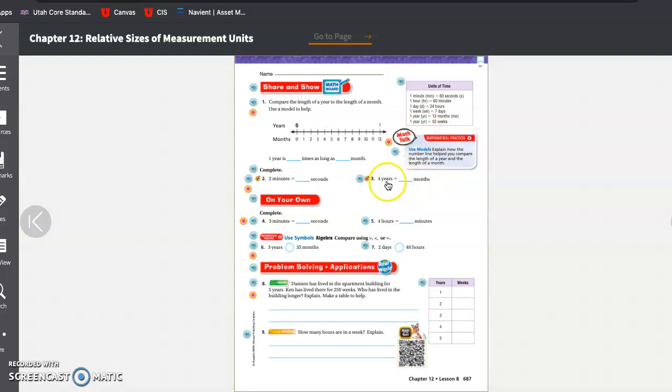There's 12 months in 1 year. So can you multiply 12 by something? Good. So 12 times 4, 48.